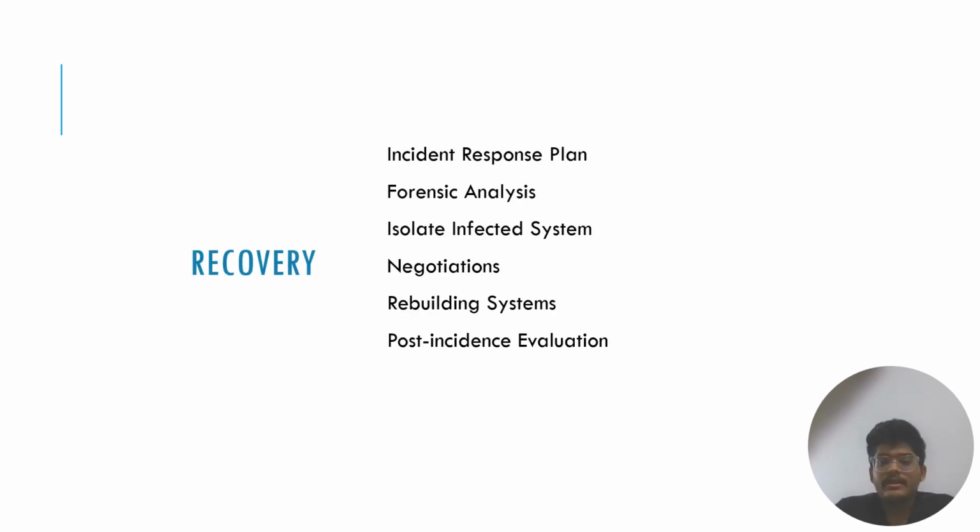Next are some recovery methods. First step in recovery is having a good incident response plan. An incident response plan defines what the response of the cybersecurity team should be to any kind of attack to the system or to the organization in the cyber world. Next is the forensic analysis, to analyze what all systems have been affected by the malware, and how did it get into the system. Then they isolate the infected systems so that it does not spread onto other parts or other servers of the organization.